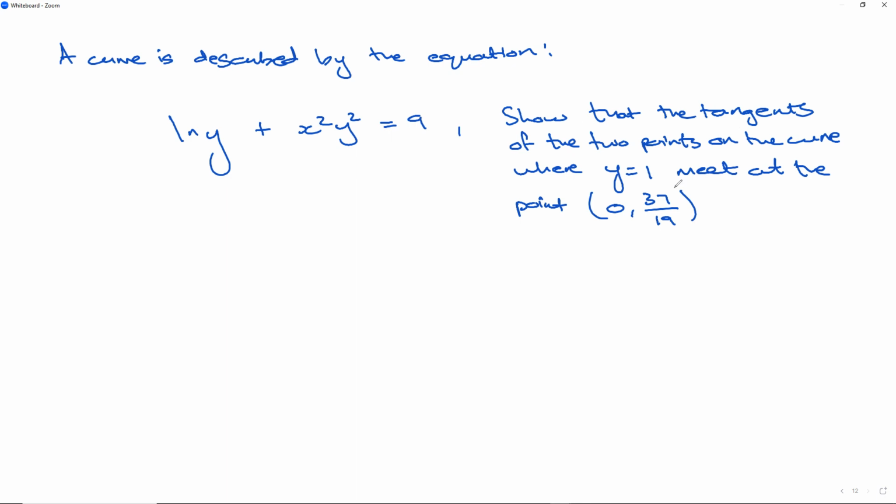We want to show that the tangents of the 2 points on the curve where y is equal to 1 meet at, so you can have a curve and you have another curve, or 2 points of the same curve. If you get two tangents, we're saying that 2 points on the curve where y is equal to 1 meet at the point. So there's a tangent like that, another one, and meets at some point 0, 37/19. These are hypothetical tangents. Okay, think about the concept of tangents. Over here, we're looking at gradients as well.